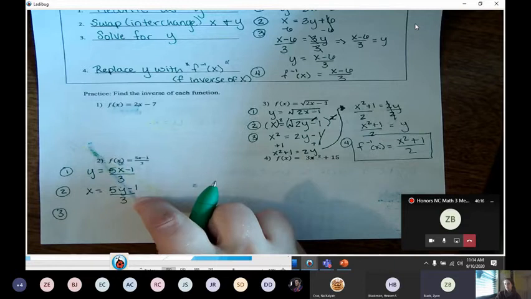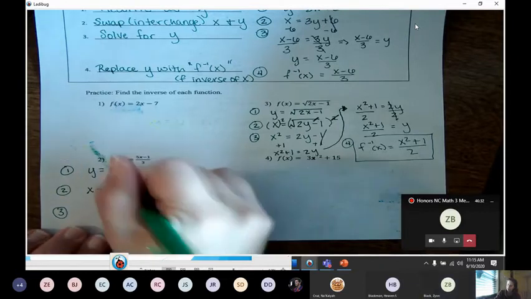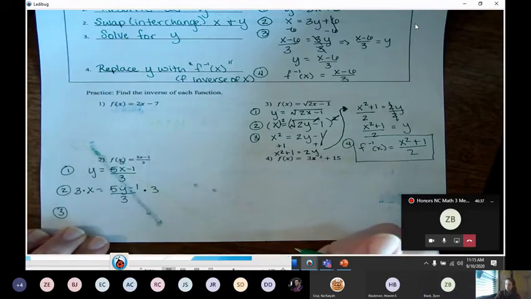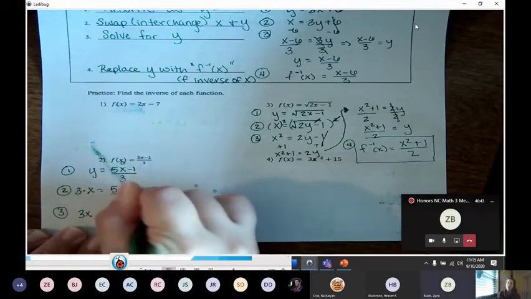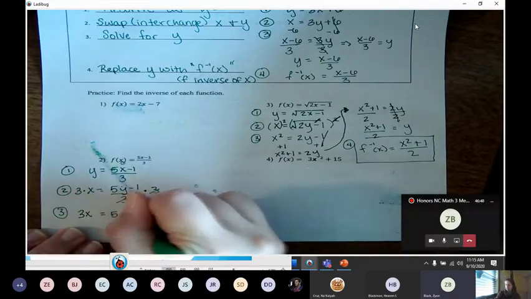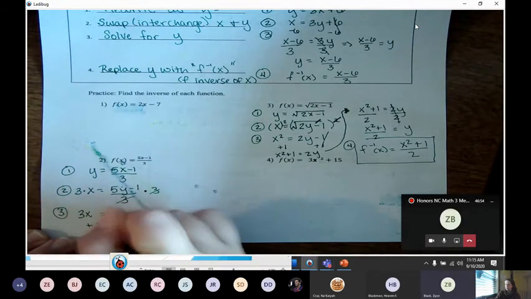The 3 on the denominator is more annoying, the fact that it's a fraction, right? Yeah. So what's the opposite of dividing? You've got to multiply it. Perfect. I'm going to do times 3 on both sides. They cancel, so I'm going to get 3x equals 5y minus 1. Now what do I do, Zion? You add the 1 to both sides. This cancels and I get 3x plus 1 equals 5y.